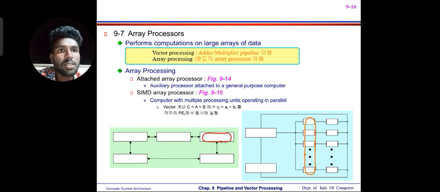Array processing multiplications: a large array of data. Array processing uses an auxiliary processor attached to a general purpose computer. Attached array processor: a computer with multiple processing units, operating in parallel.